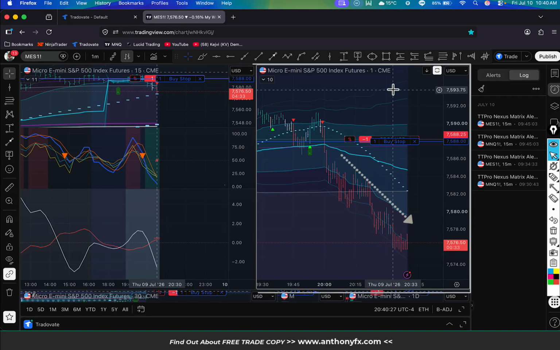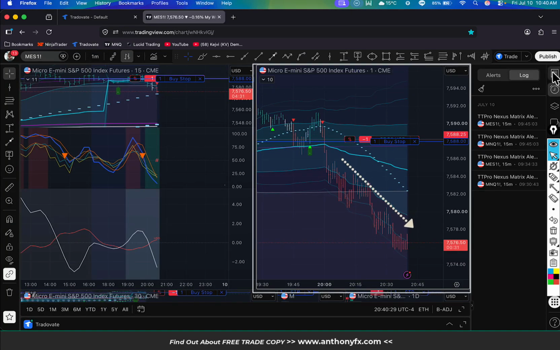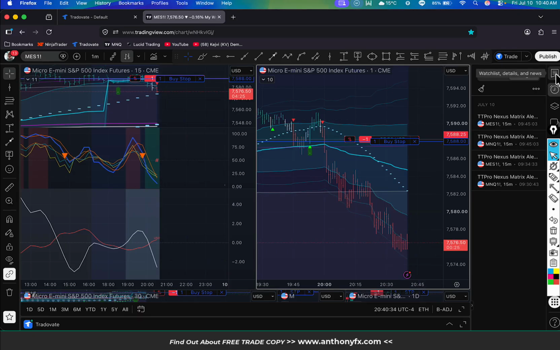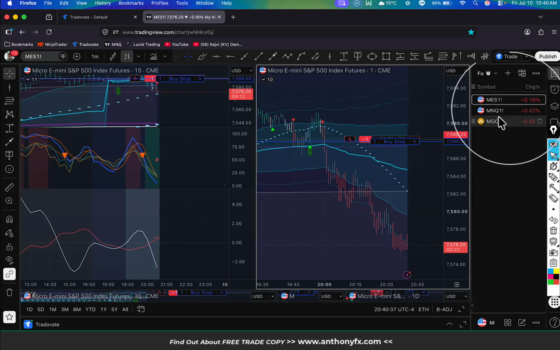Okay, scalping the 1 minute chart. At the moment, I'm short the micro e-mini S&P, but it could be any of these. It could be the S&P, the NAS, or gold. You could be trading Forex through your broker, or you could be trading futures. At the moment, I'm trading futures.